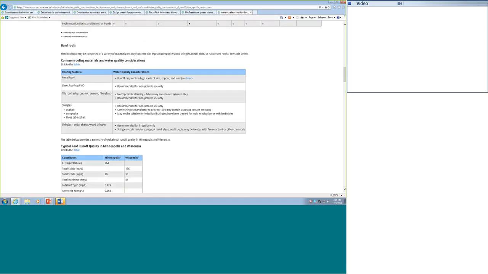I think here was a question, actually, Mike, you asked this, and I'd already forgotten even where it was in the manual. But here, so we get to hard roofs. There's several tables that talk about different roofing materials.